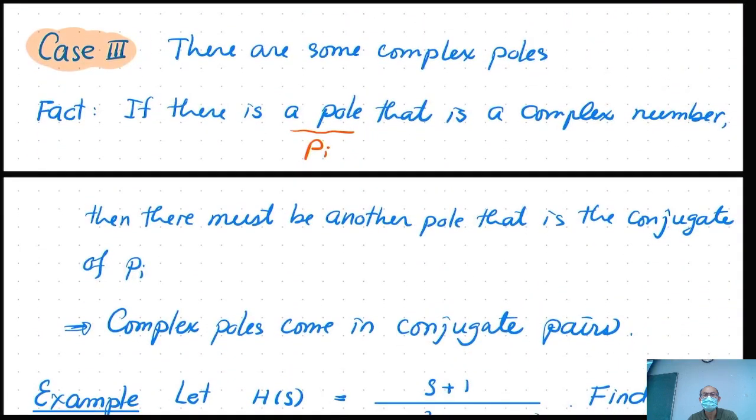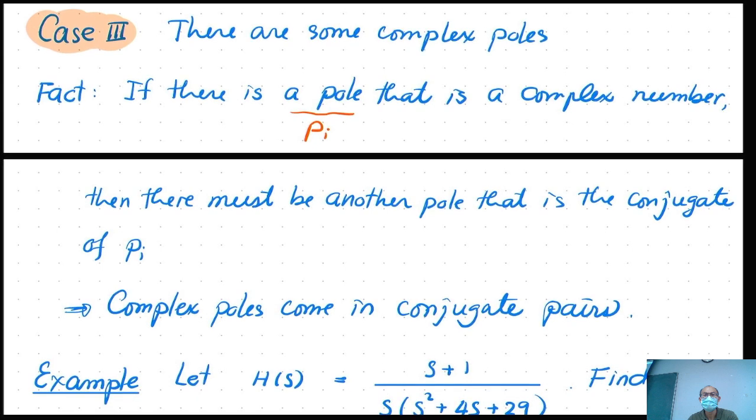And in the third case, we want to look at the case where some of the poles are complex numbers. Now, when there is a pole that is a complex number, there has to be another pole that is also a complex number, and these two poles have to be a conjugate pair. We are assuming that the coefficients of H are constant, so poles have to come in conjugate pairs. Otherwise, the coefficients of H would not be real numbers.